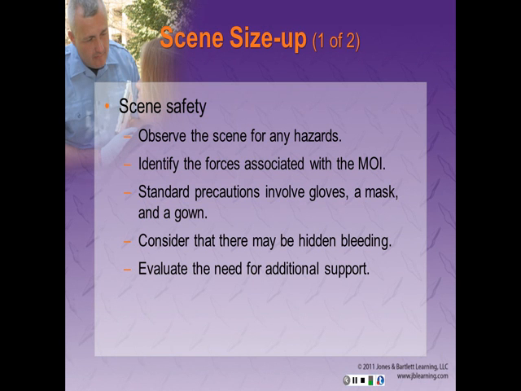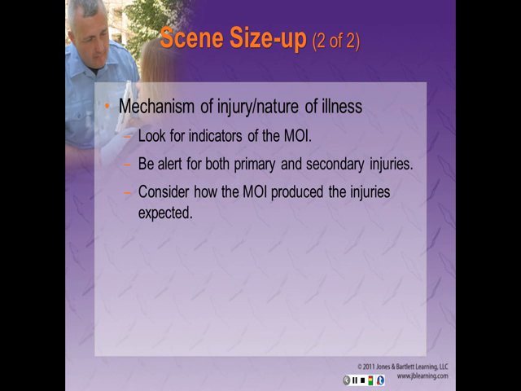ALS, or other ambulances. Look at your mechanism. Look for indicators of the mechanism and be alert for both primary and secondary injuries. Primary injuries occur as a result of the mechanism and secondary injuries occur as a result of what happens after the initial injury. Consider how the MOI produced the injuries that you are expecting.